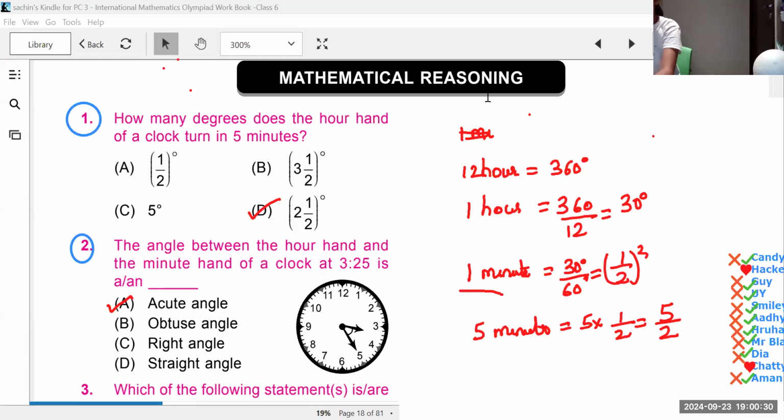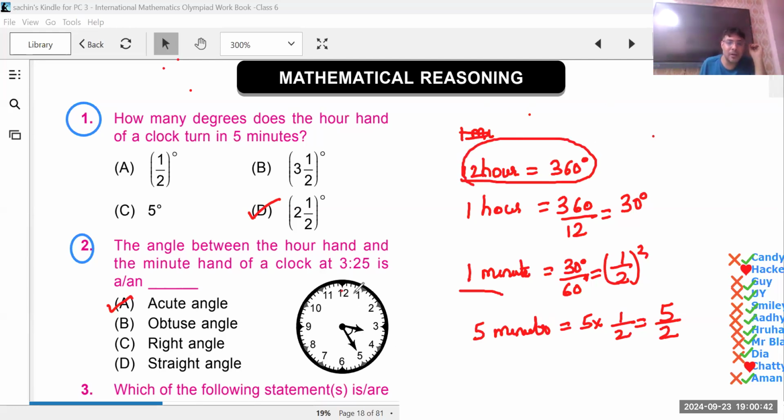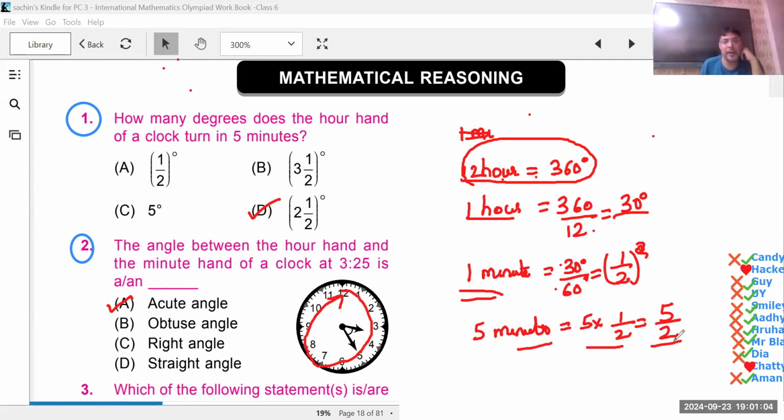So can you explain again? I can explain again, but this is the second time we are doing this. So first of all, do you agree that in 12 hours the hour hand goes 360 degrees? It starts from here, then comes back, then comes back again. So in 12 hours it goes 360 degrees, in 1 hour it will go 360 by 12, 30 degrees, correct? Yes, sir. So in 1 minute, 30 by 60, that is half a degree. Do you agree? Yes, sir. So in 5 minutes, 5 into half, 5 by 2.